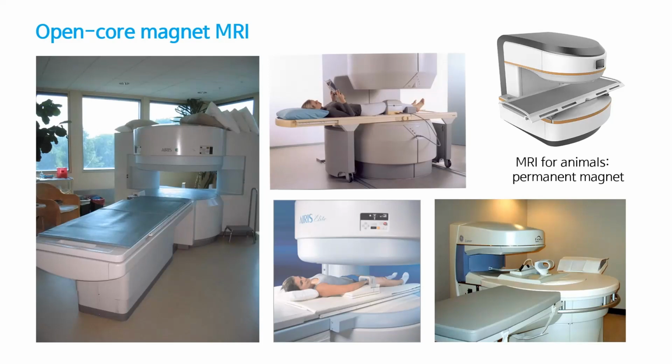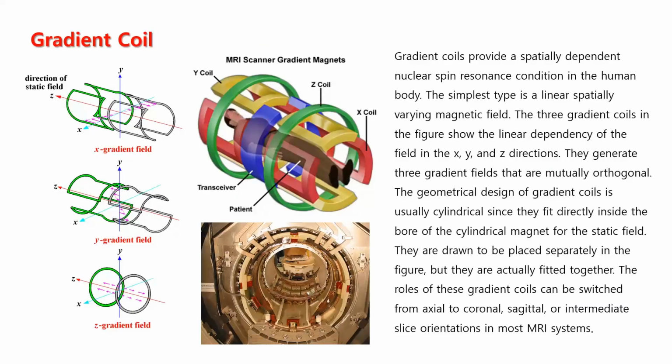We can see some systems of open magnet MRI this way, and this one is MRI for animals, and uses a permanent magnet. Next, see the gradient coil.